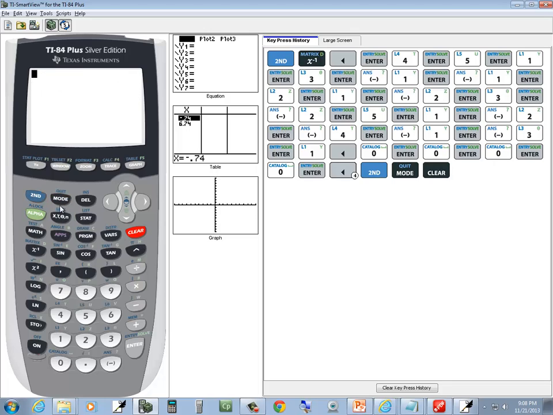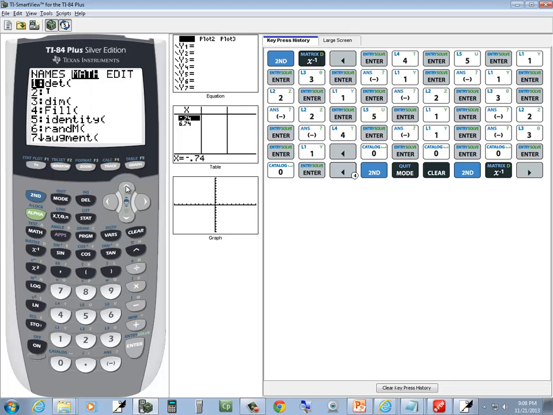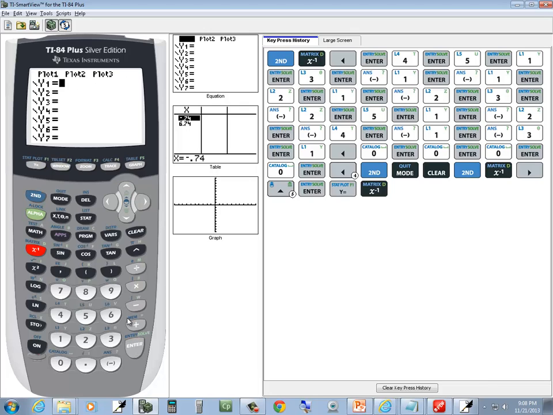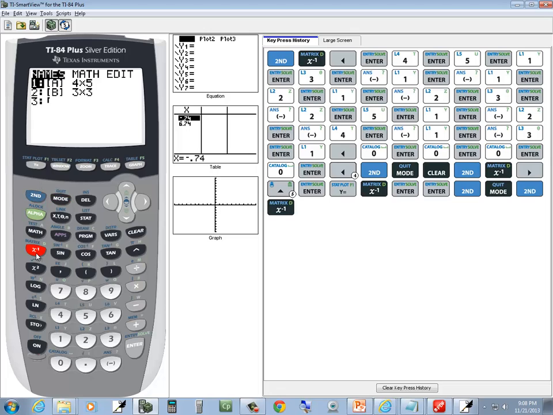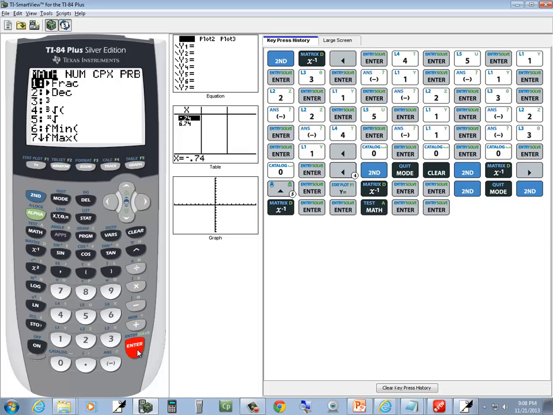Now I'm going to go through and do RREF. So do second x to -1. Right arrow to math, up arrow to RREF. Press enter. Go back into my matrix menu. You enter on A. Oops. Try that again. Okay, go back to the matrix menu. Do enter on A. Enter again. Now we got decimals. We know how to handle that. We press math. Enter, enter.